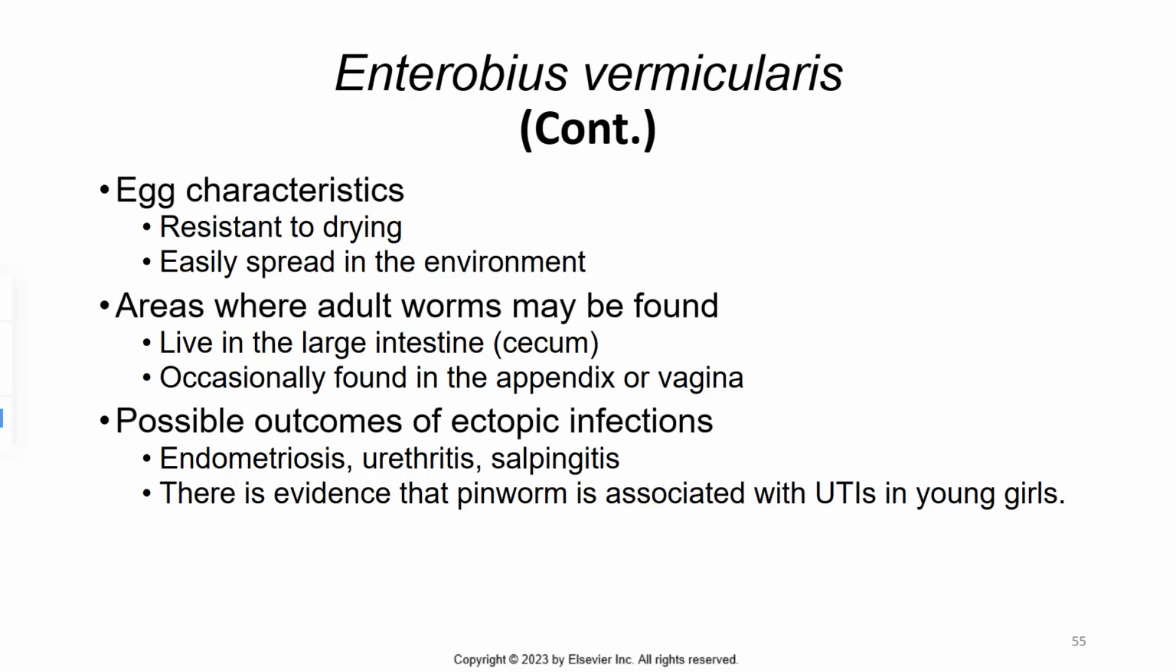As for areas where adult worms may be found, they live in the large intestine, occasionally found in the appendix or the vagina. Possible outcomes of ectopic infections: endometriosis, urethritis, salpingitis. There is evidence that the pinworm is associated with UTIs in young girls.